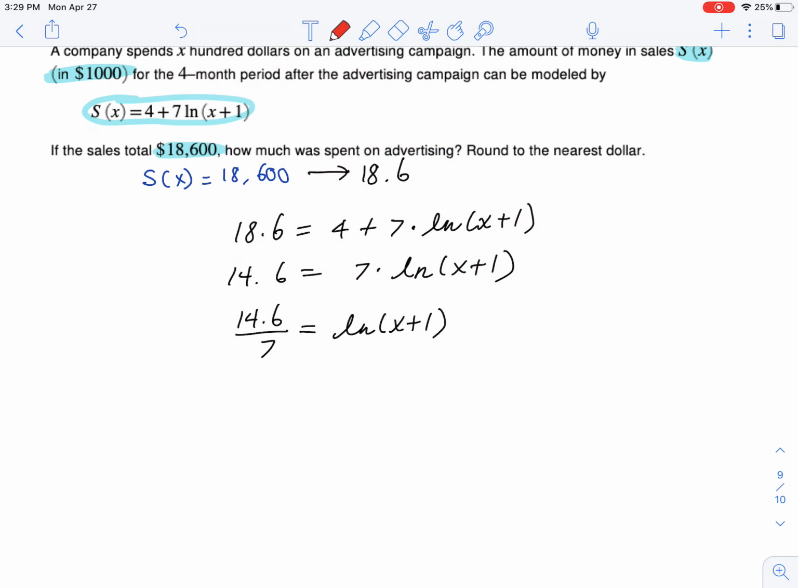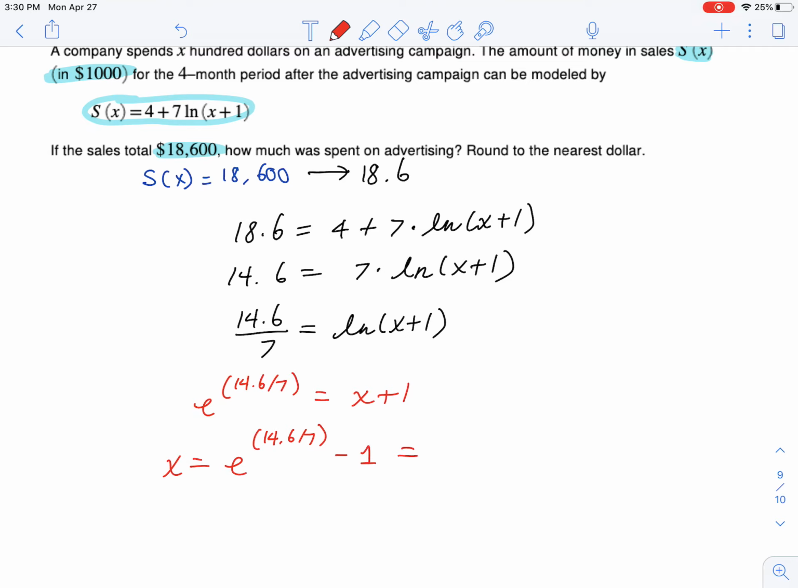Now what? This is where we rewrite this in exponential form, right? e to the 14.6 divided by 7th power equals x plus 1. Therefore, x is e to the 14.6 divided by 7, minus 1. And let me type this in my calculator. So we did it right this time. My mistake was that I used 18,600 as 18,600, but they wanted S of x to be in thousands of dollars, not $1.